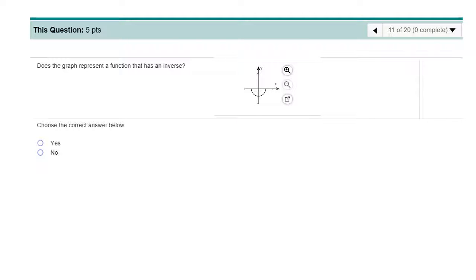On question 11, we have to find if the graph of a function would have had an inverse. If you recall the vertical line test that we did for functions, this would be the horizontal line test. We would use the horizontal line test to see if a function has an inverse. If I draw a horizontal line through this semicircle, you see how it crosses at 2 points? If it crosses at more than 1 point, then no, it would not have an inverse. So it must only cross at 1 point on the graph to have an inverse in the horizontal line test.